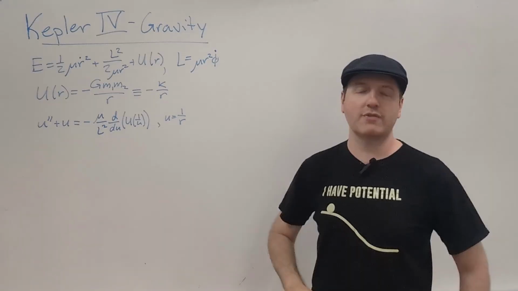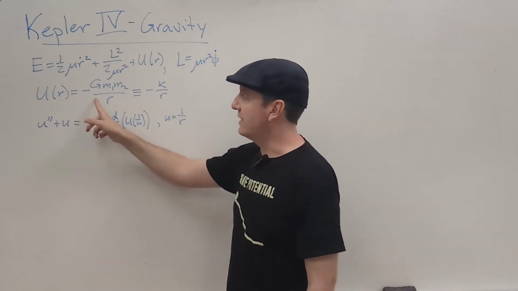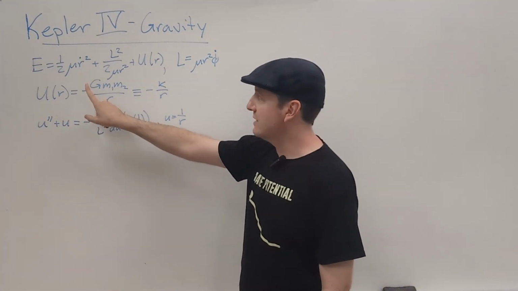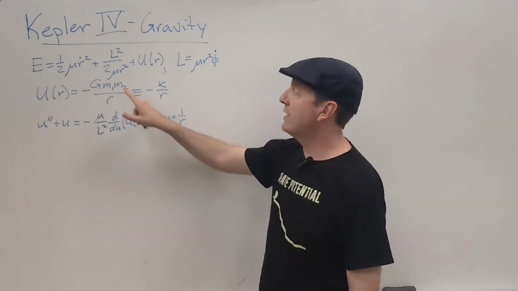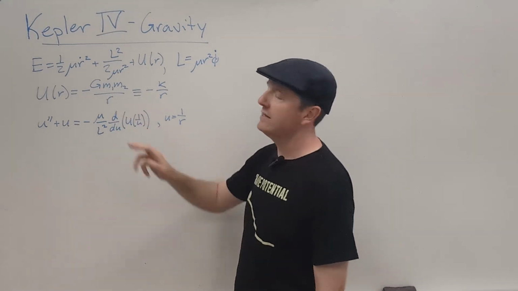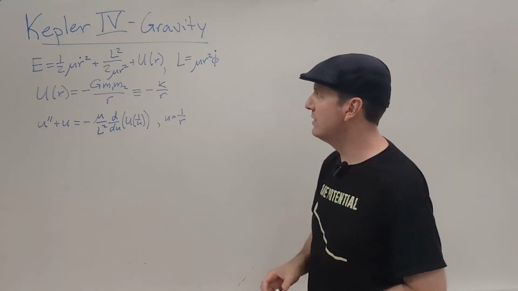So we're going to choose a central potential, particularly this central potential. This is the Newtonian gravitational potential energy. It's negative, it's attractive. Big G is Newton's constant. M1 and M2 are the two masses that are attracting each other. And then it is an inverse square force, which means it's a 1 over r potential.